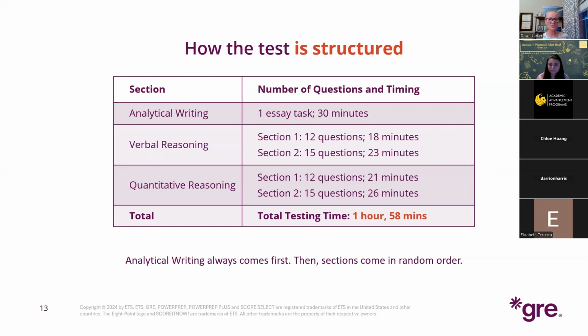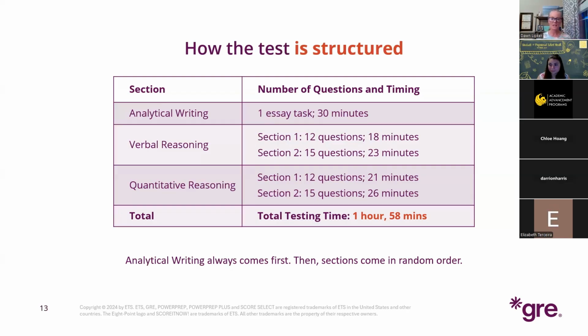The writing section consists of one essay task, and you'll have 30 minutes to complete it. Now, verbal reasoning or quantitative reasoning, again, you would receive those in any order. Now, if you get verbal reasoning second, do you see where it says there's a section 1 and a section 2? You would receive both sections at the same time. The reason why there's two sections is because that plays into how the test is scored. And I'm going to show you that in just a moment.